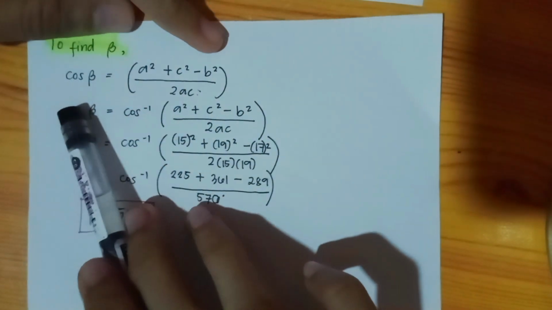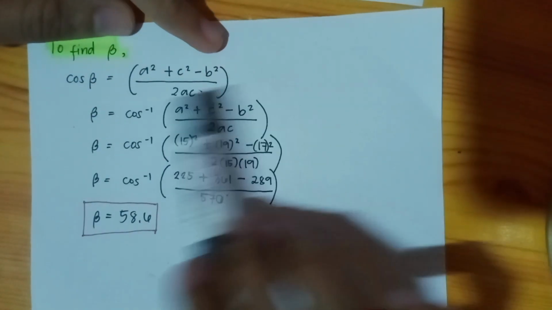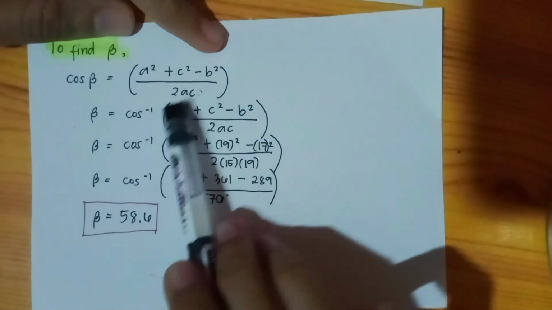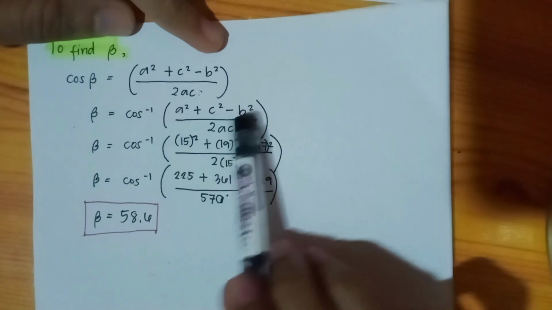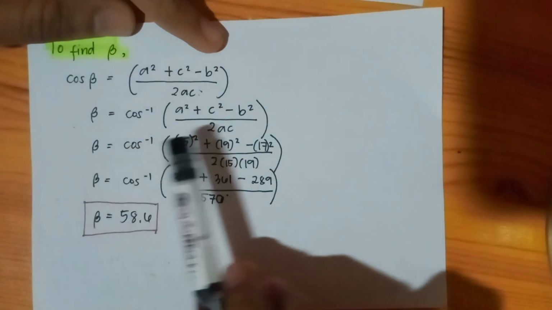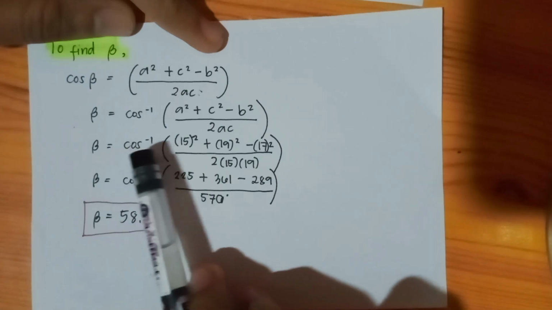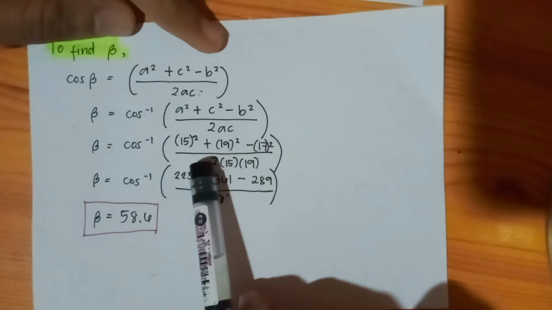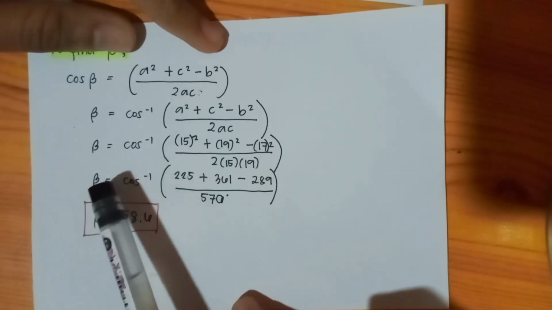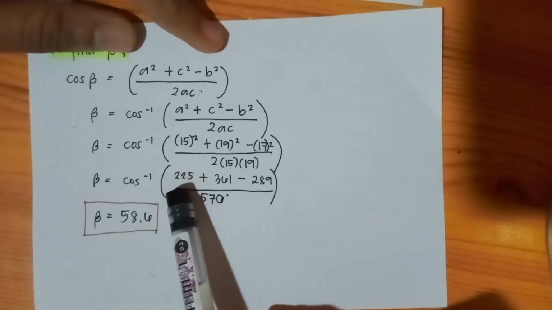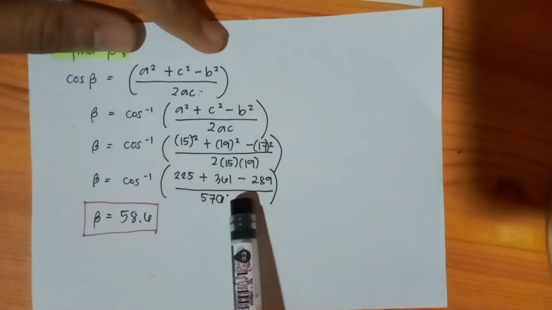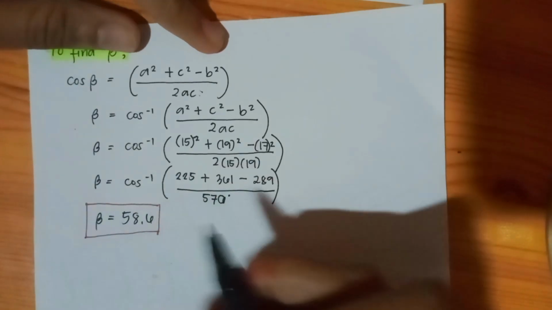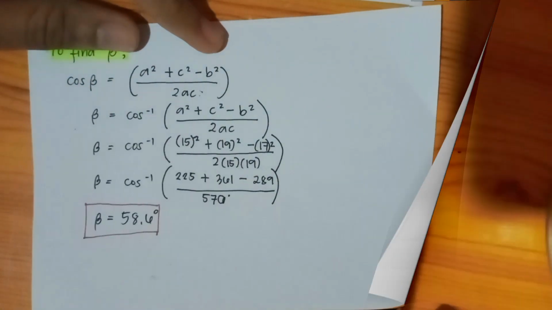To find beta, we have cos beta equals A squared plus C squared minus B squared over 2AC. Transform it into an inverse. We have beta equals cos inverse of A squared plus C squared minus B squared over 2AC. So let's input the given sides. We have beta equals cos inverse of 15 squared plus 19 squared minus 17 squared over 2 times 15 times 19. So we have beta equals cos inverse of 225 plus 361 minus 289 over 570. So the result for beta is 58.6 degrees.